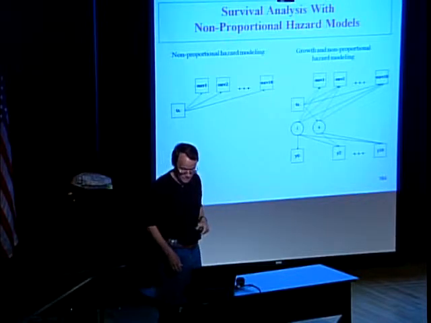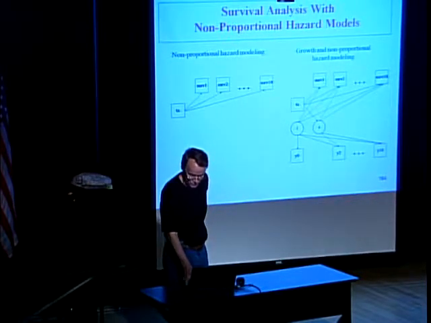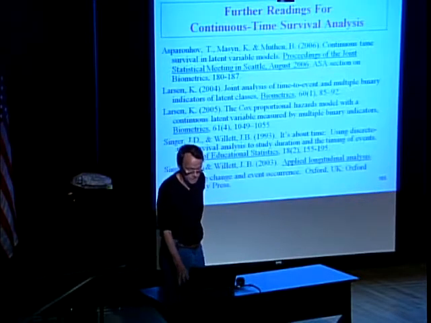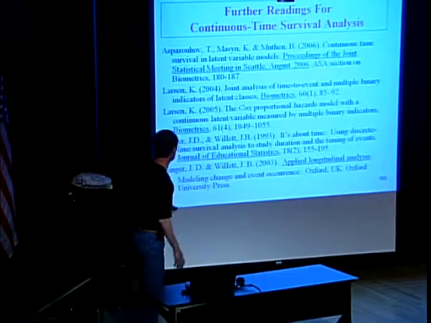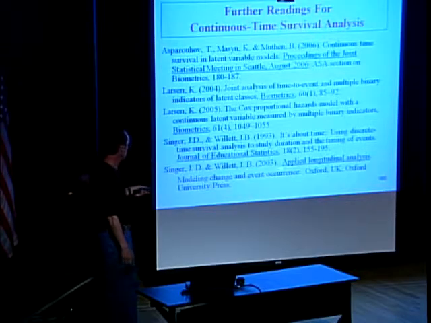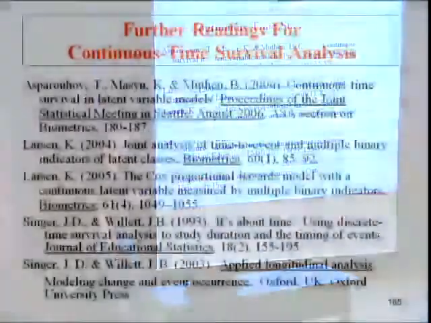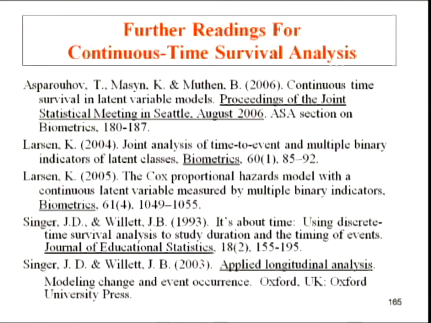Again, this is described in a long 60-page report that we will post. In the meanwhile, I strongly recommend this book, Singer and Willett, Applied Longitudinal Data Analysis. Not only does it describe modeling change, that is growth modeling, but also event occurrence, which is their term for both discrete time and continuous time survival. And it's a very good book for non-statisticians because it gives a good balance between formulas and substantive thinking.